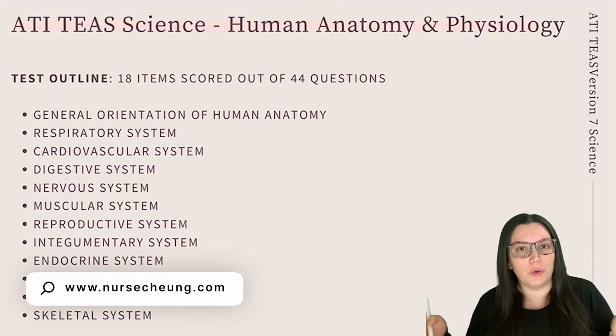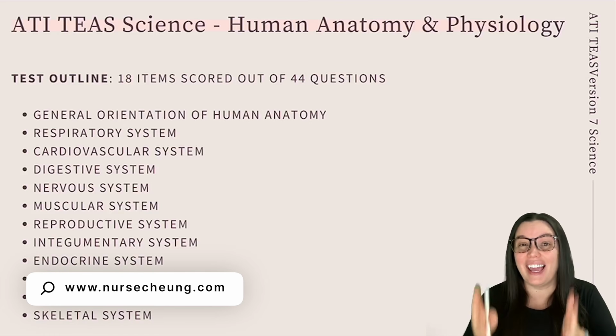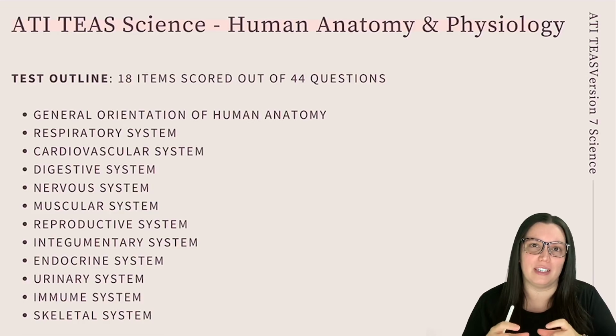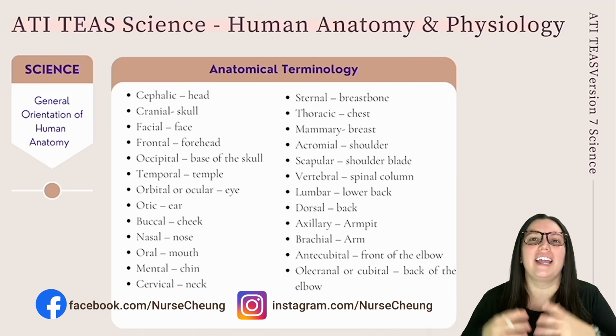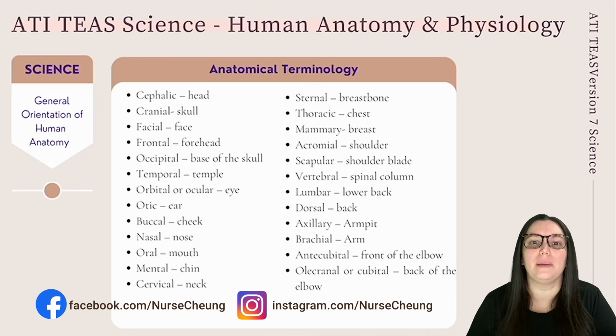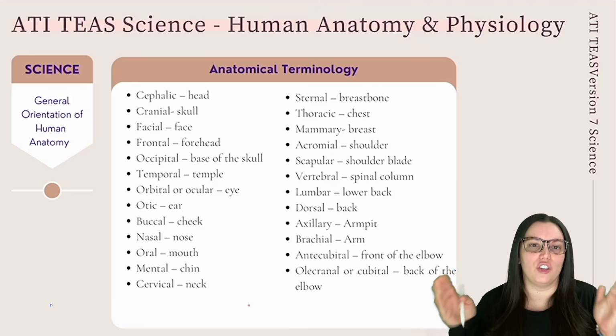Out of the 44 questions that are going to be in this section, 18 of them specifically are about human anatomy and physiology. So it's really important to know this information to pass your ATI TEAS. So to begin, we're going to look at anatomical terminology. The ATI TEAS will expect you to be able to identify the position and location of the human body.